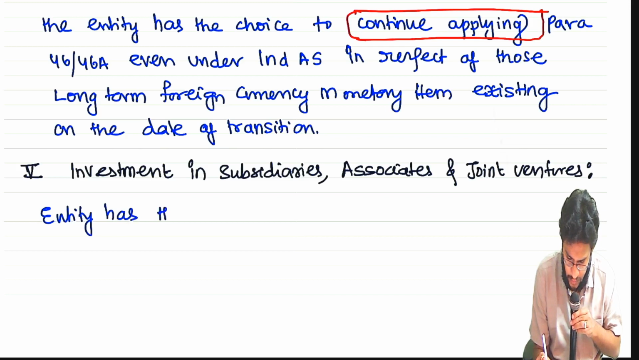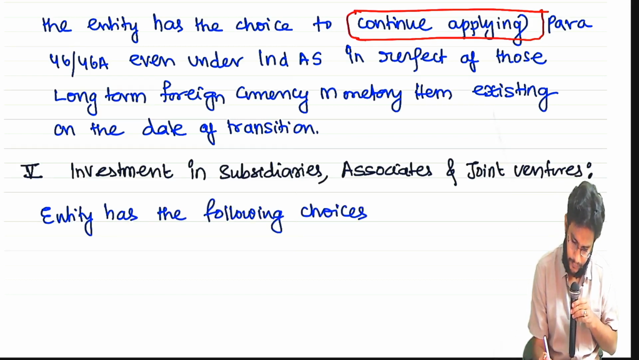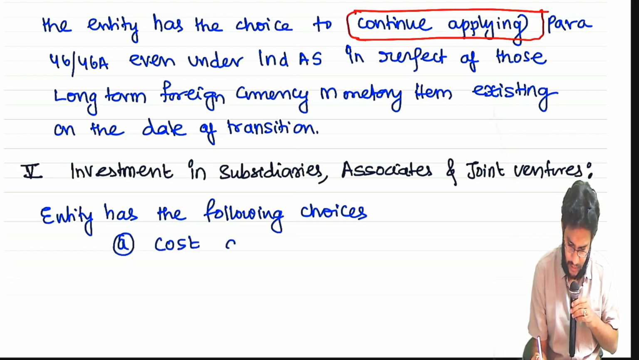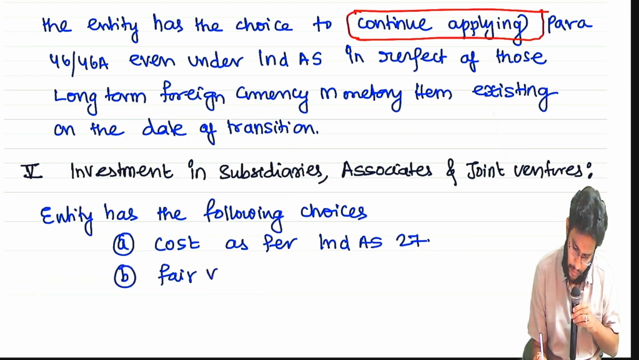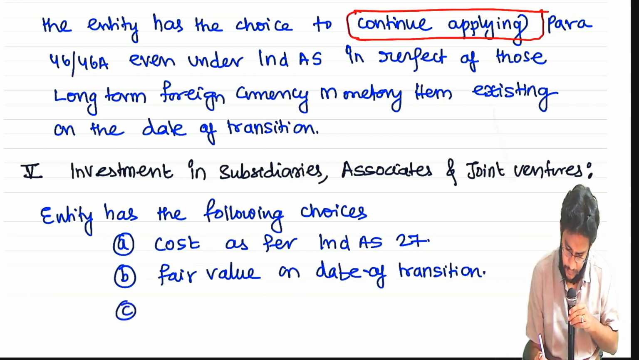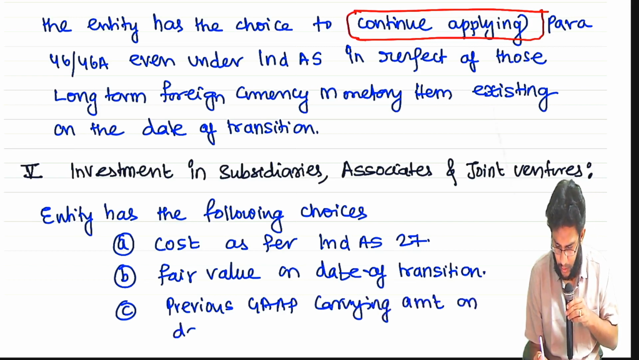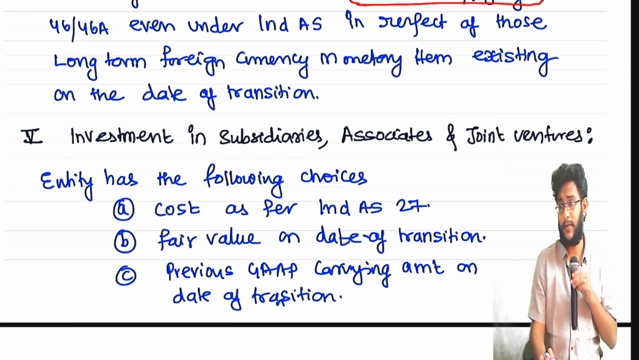Entity has the following choices: A, cost as per Ind AS 27; B, fair value on date of transition; C, previous GAAP carrying amount on date of transition. That's it, sir.